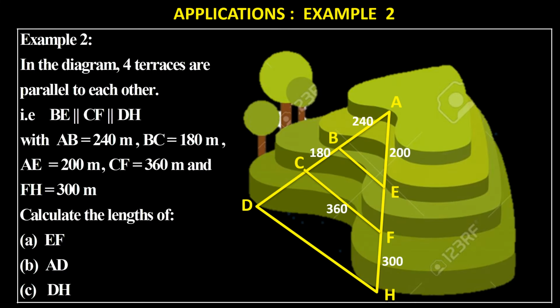Let's look at what we have here. In the diagram, we've got 4 terraces that are parallel to each other. Those could be plantation terraces. You can see there's terrace 1, 2, 3, and 4, and they are parallel. So DH is parallel to CF, which is parallel to BA. We've got some measurements. AB is 240 meters. BC is 180 meters. AE is 200 meters. CF is 360 meters. And FH is 300 meters. And we want to calculate these lengths.